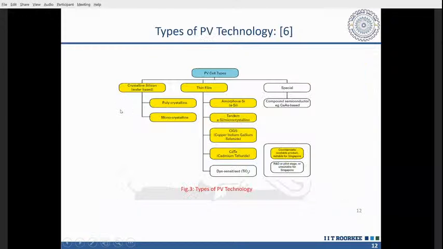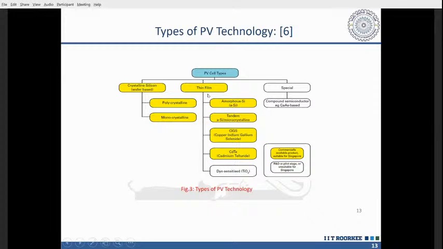So types of PV technology: we have the PV cell types, crystalline silicon type, wafer based, thin film, and special. And in the crystalline silicon based, we have polycrystalline and monocrystalline. As you have seen from the video, monocrystalline is more efficient than polycrystalline. Of course, monocrystalline has some disadvantages, and polycrystalline has some advantages and some disadvantages. Mostly in industry to date, we are using the monocrystalline type, crystalline silicon based.